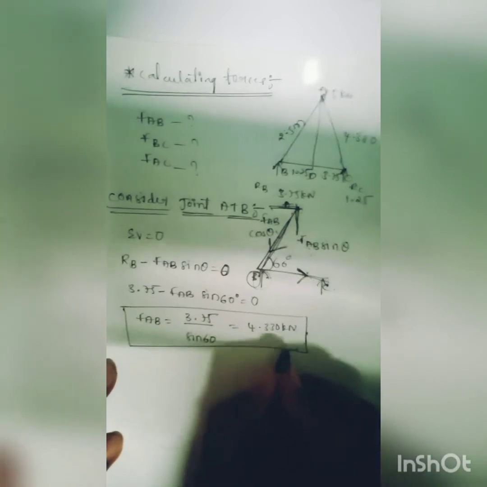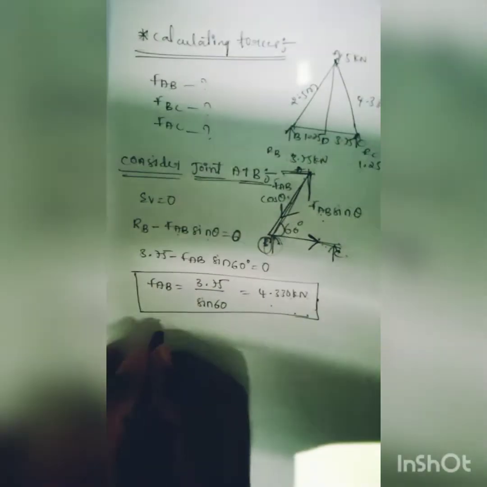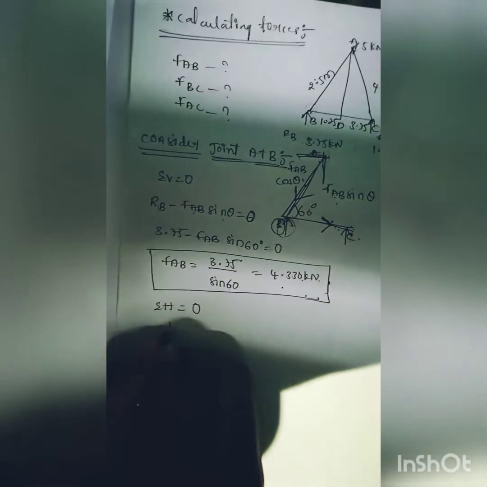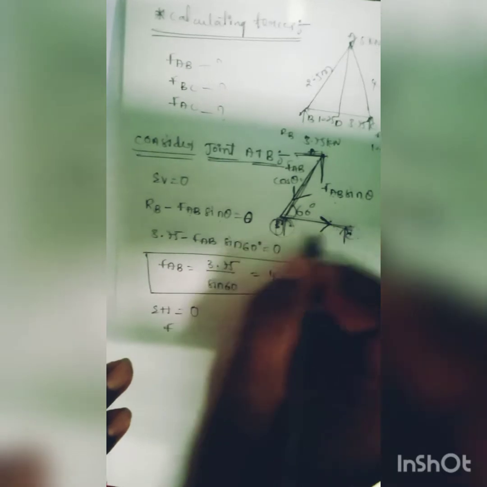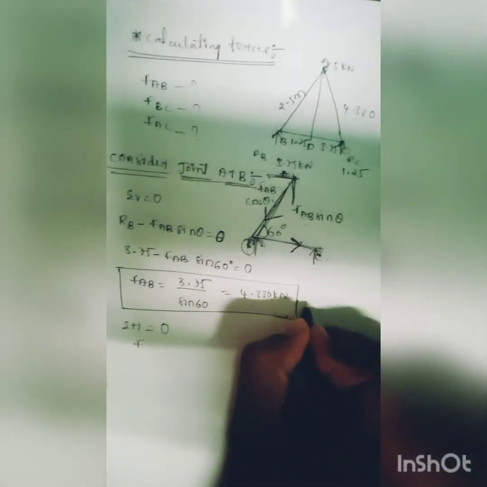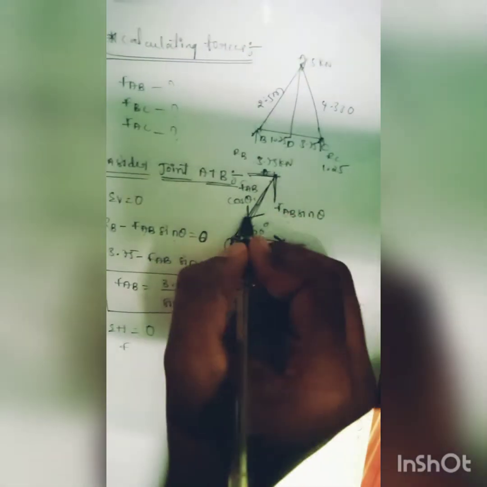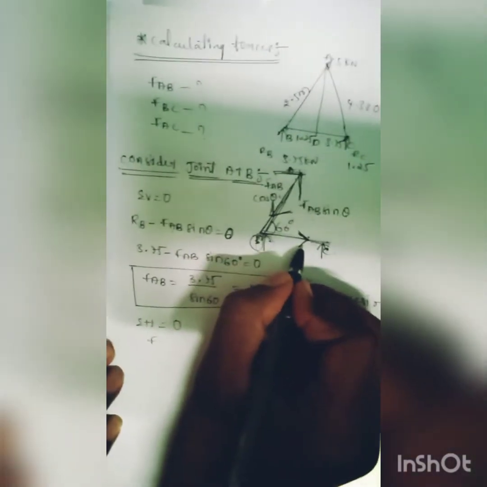Let us find the force in member BC. Therefore, we need to consider the sum of horizontal forces equal to 0. F of BC is in compression. I forgot to mention one thing here: it can be written as compression because the direction is coming towards the joint, then it is considered compression, whereas if it is going away from the joint, then it is considered tension.